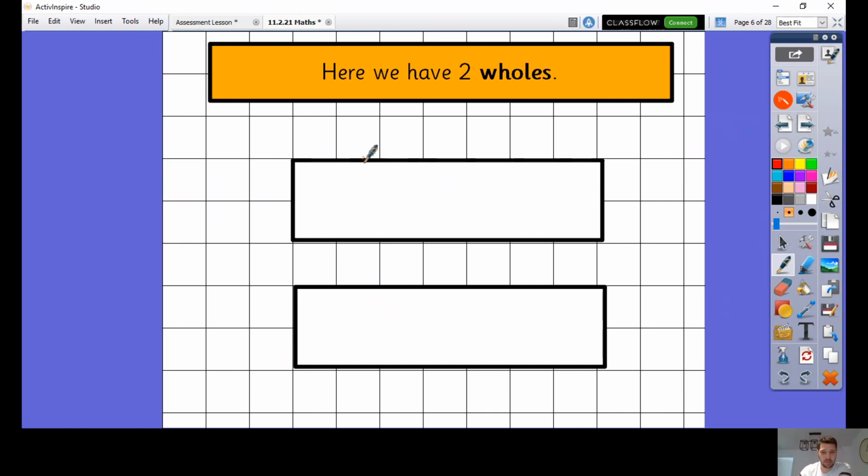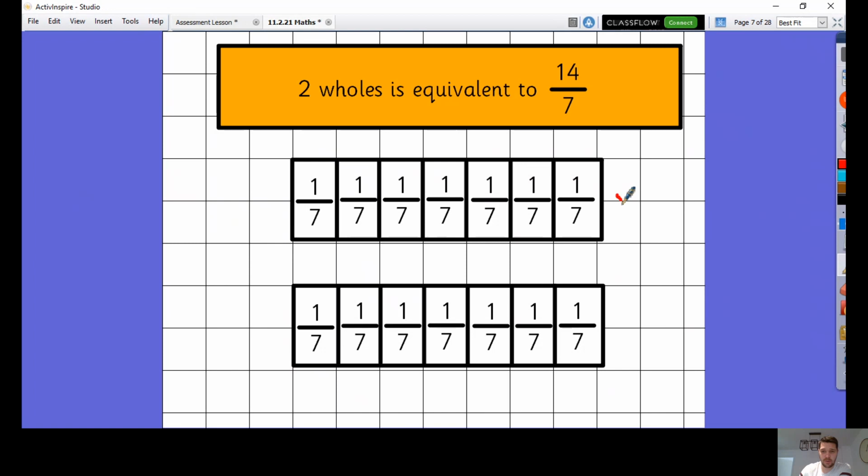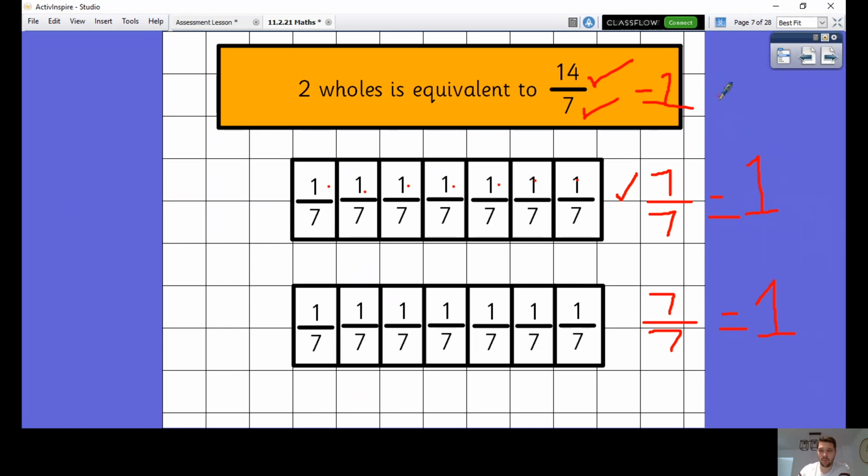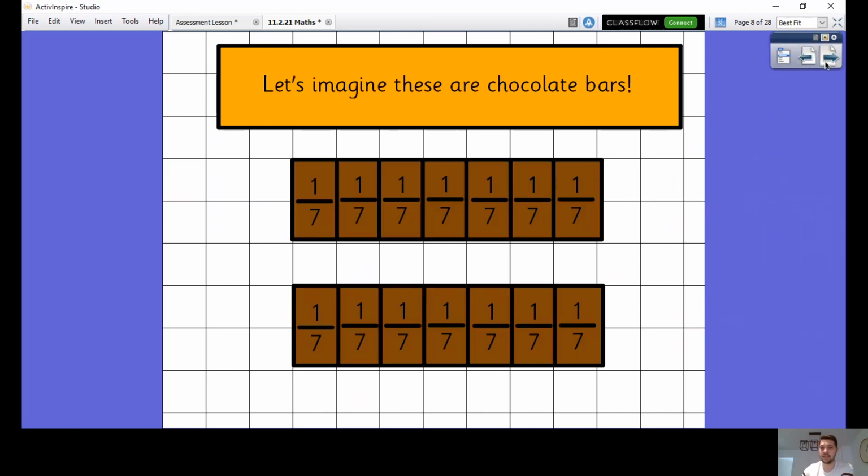This is where our learning for today comes into action, because now we have 2 wholes. So I have that same model here: 1/7, 1/7, 1/7, 1/7, 1/7, 1/7, 1/7. So 7/7, which we know is equal to 1 whole. But then I have that again. So I have another 7/7 to give me the second one there. So 14/7 equals 2. This couldn't be 14/14, because that would be 1 whole. We need 14/7.